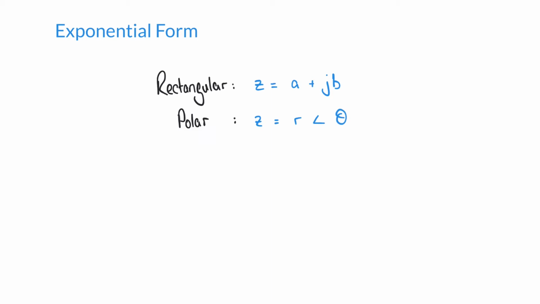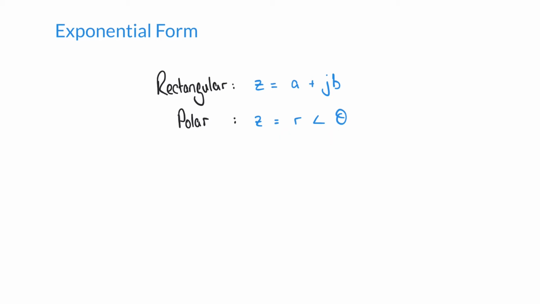Hello and welcome to this video on representing complex numbers in exponential form. In our previous videos we have often represented complex numbers in two different ways, either using rectangular form, where we have a real component and an imaginary component represented by the letter j, and polar form, where we have a complex number represented by a modulus at a given angle theta.